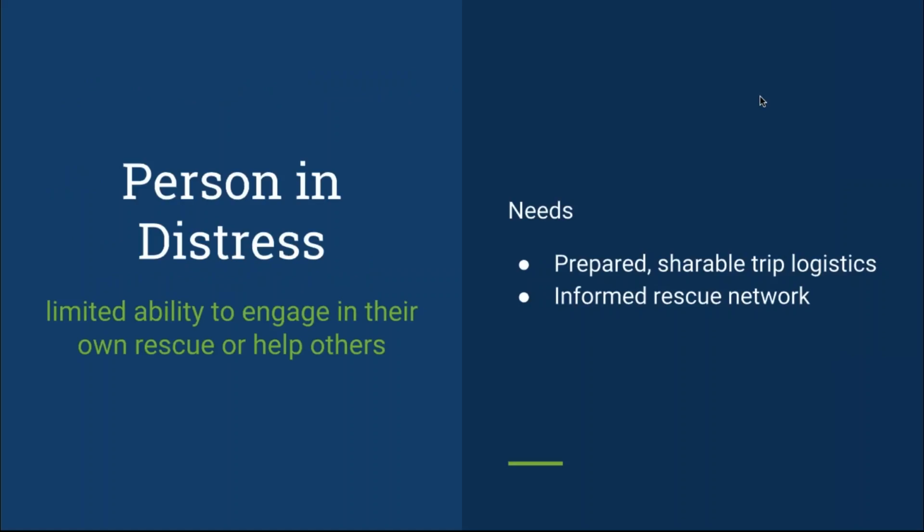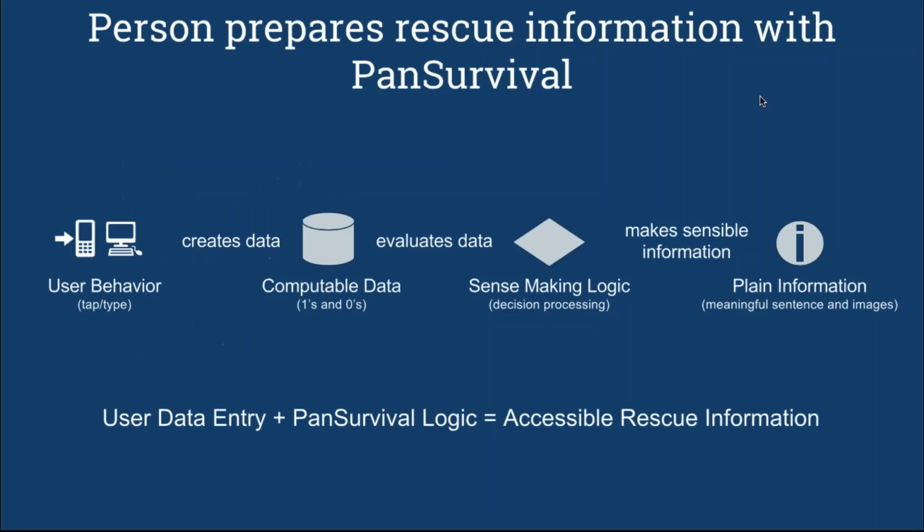So if we can move into this next slide, we can talk a little bit about the person in distress. A person in distress is someone who has limited ability to engage in their own rescue or perhaps come to the assistance of others. And what do they need? They need two things: prepared, shareable trip logistics and an informed rescue network.